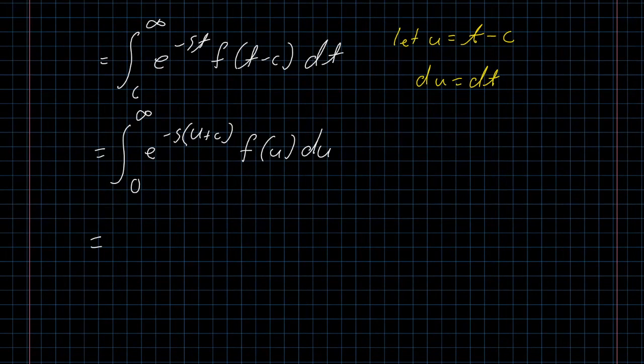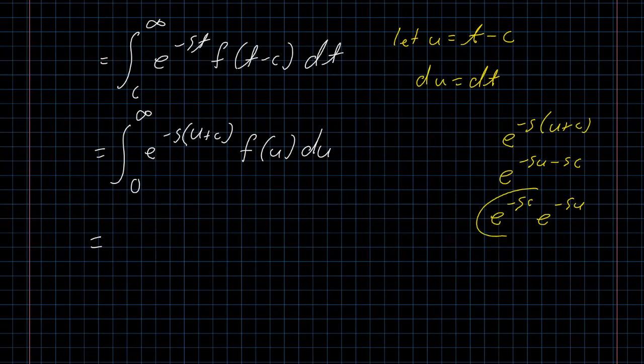Playing around a little bit with properties of exponents, actually let's come off to the side so we don't have to write the whole thing out. e to the minus s times u plus c is e to the minus su minus sc, which I can write separately as e to the minus sc times e to the minus su. And the reason I care about that is e to the minus sc is constant with respect to u, so I can factor it out of the integral.